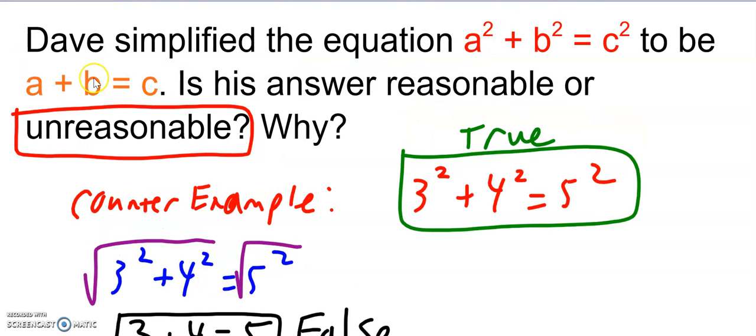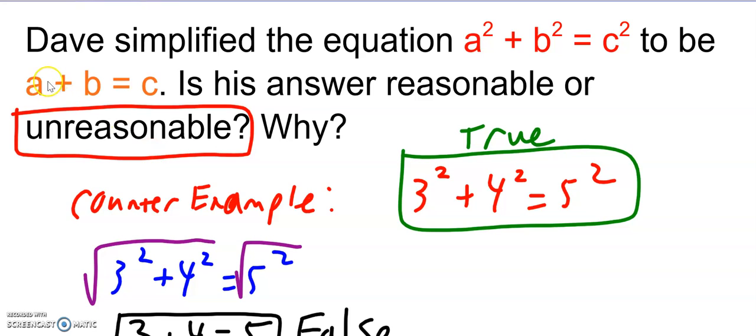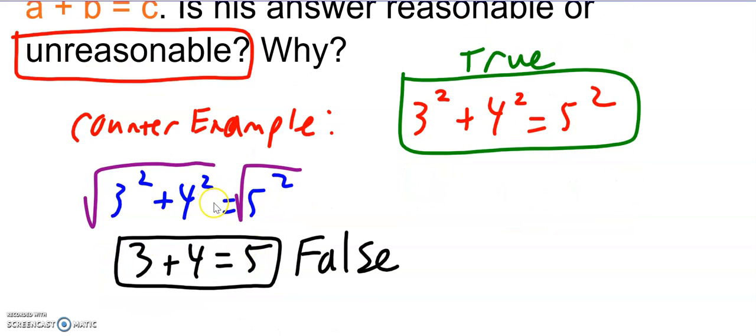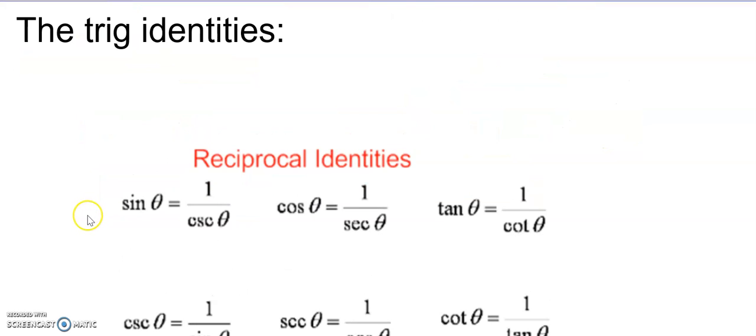And that's essentially what Dave, if that is even his real name, did here. So we can't just square root each term individually. I am allowed to take the square root of both sides. This is still a true statement, but this is a false statement. So I can't go from the blue and the purple here to the black. That is false. All right, so let's talk about some identities.